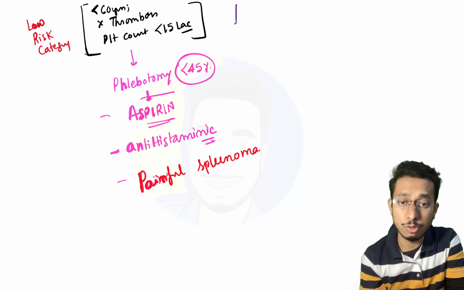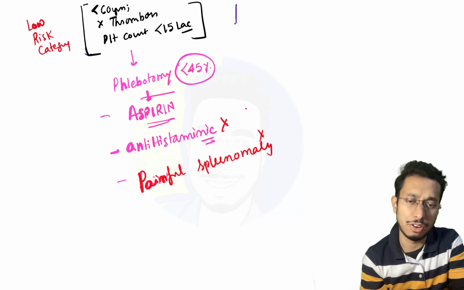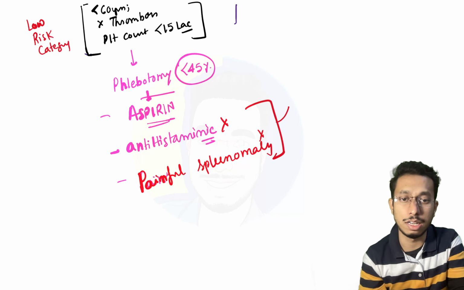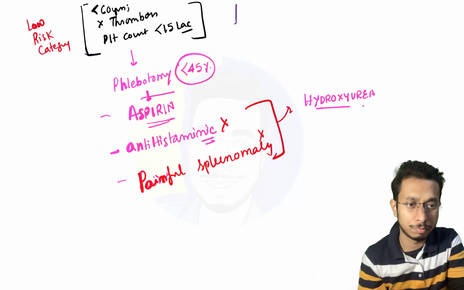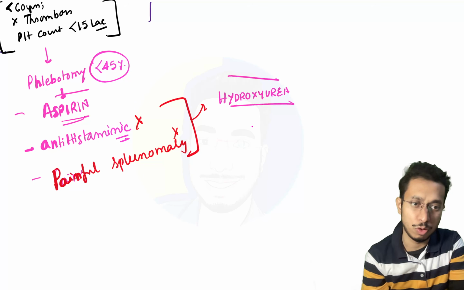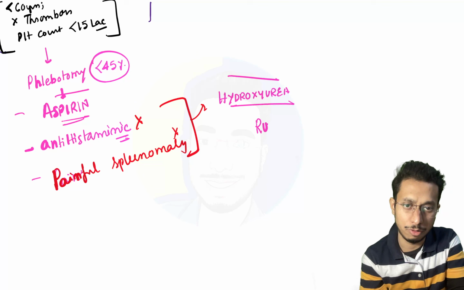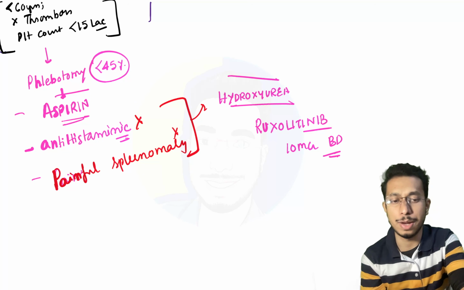or the pruritus is not responding to the antihistaminic, in such cases we need to go for a second drug to control the platelet count, that is hydroxyurea. Now, depending on the toxicity to hydroxyurea, we can also choose the drug specific for this condition, which is ruxolitinib. Usually started as 10 milligram BD dose, and the dose is titrated depending on the response.